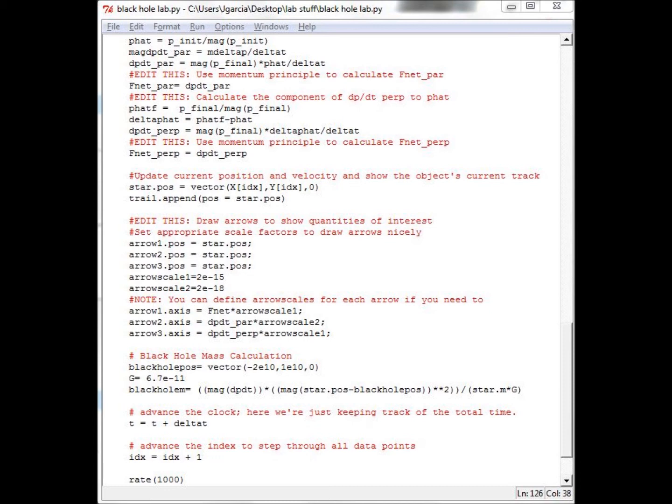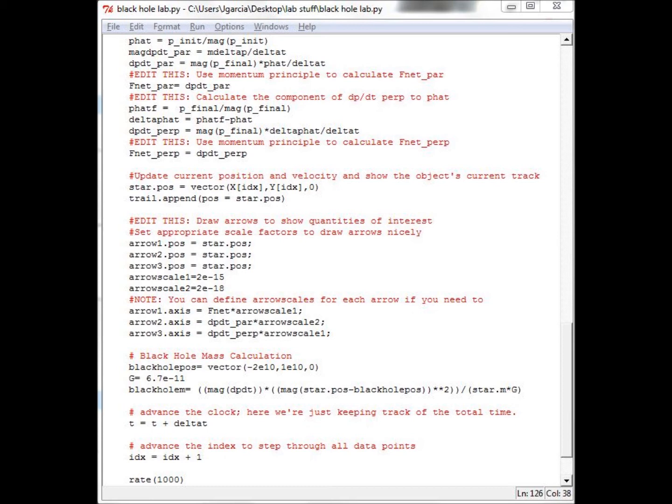Also, in my program, I included 3 arrows. One arrow to show the net force, another arrow to show the dP over dt parallel, which is the parallel component of net force, as well as an arrow to indicate the perpendicular component of net force.